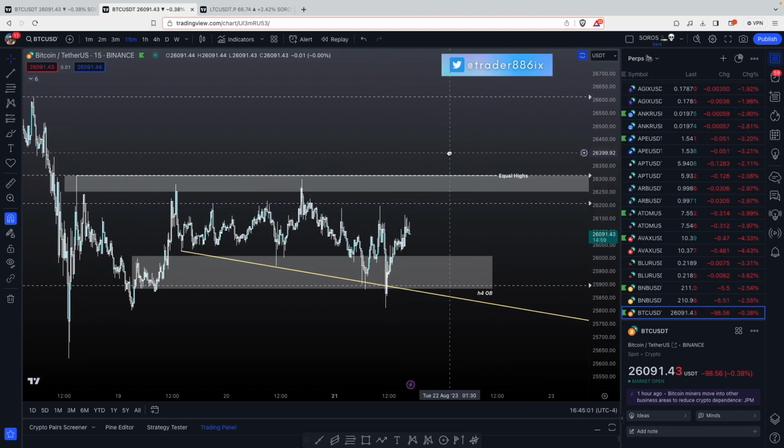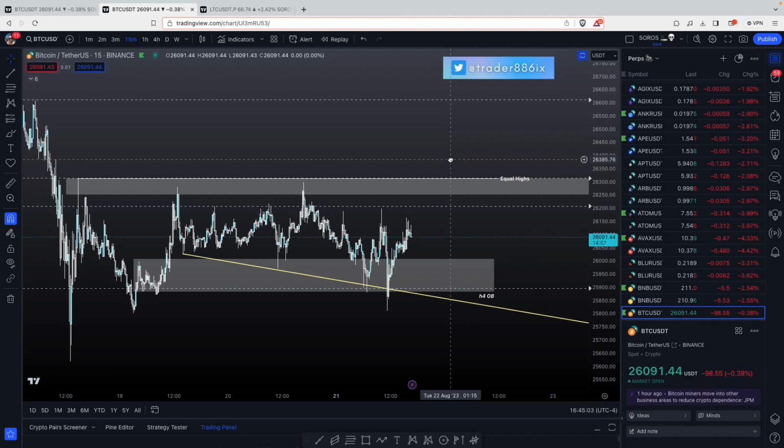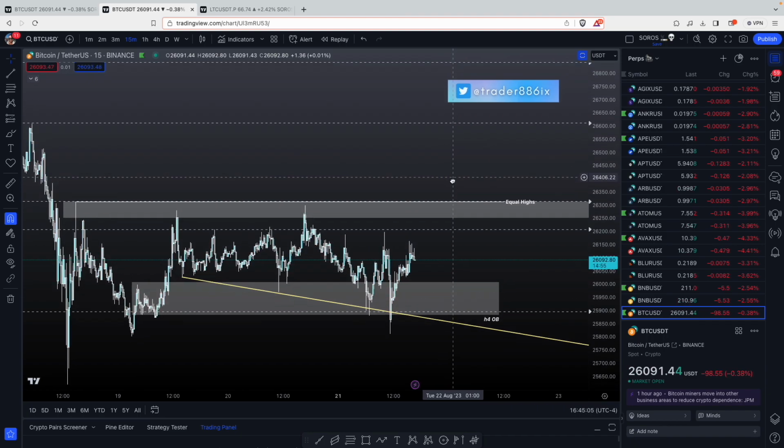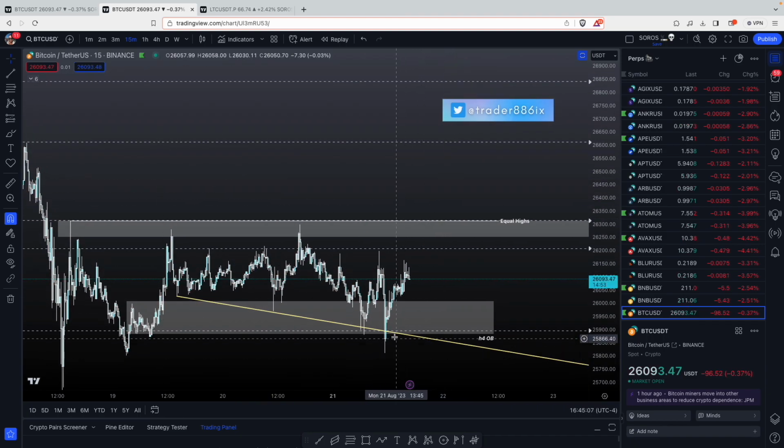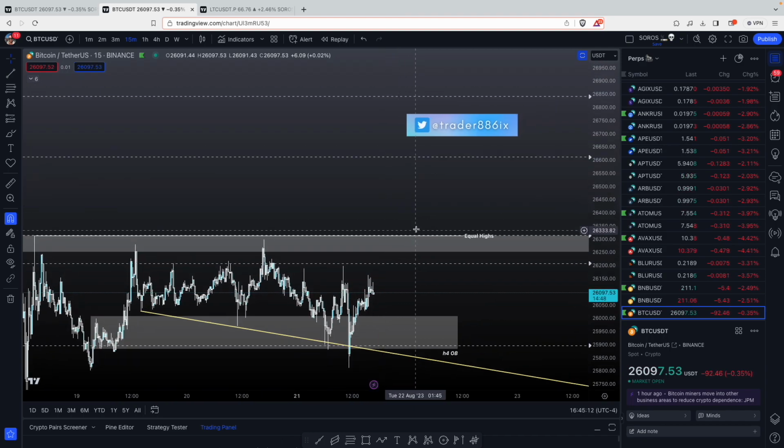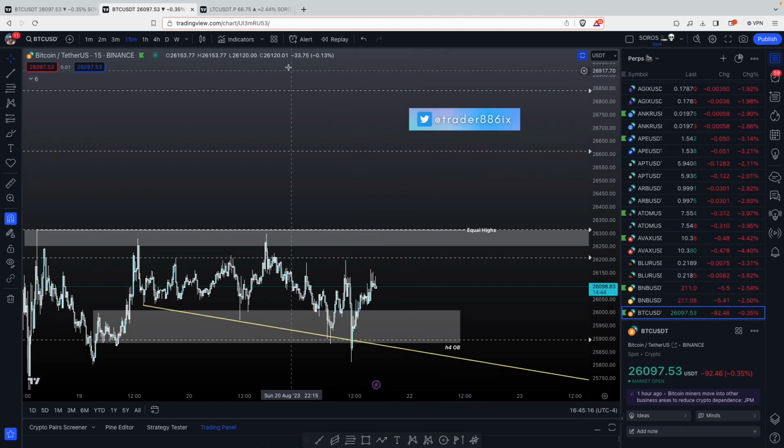to be a right angle broadening ascending wedge or descending wedge. And then your target is essentially the measured move from the bottom of the final pivot to the top of the neckline, applied to the neckline, and then that would target probably 26.7, somewhere around there.